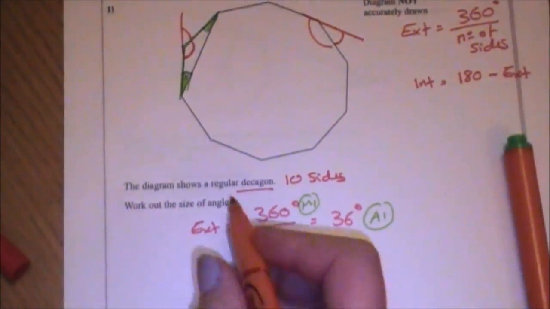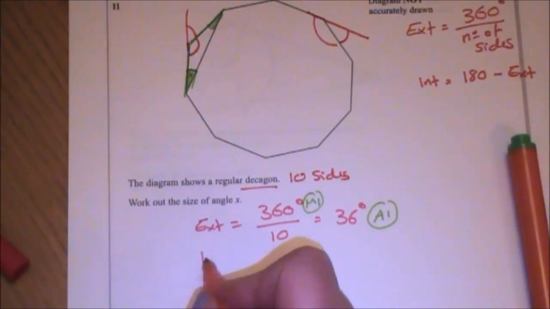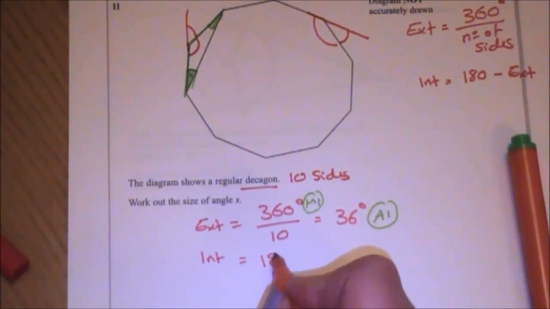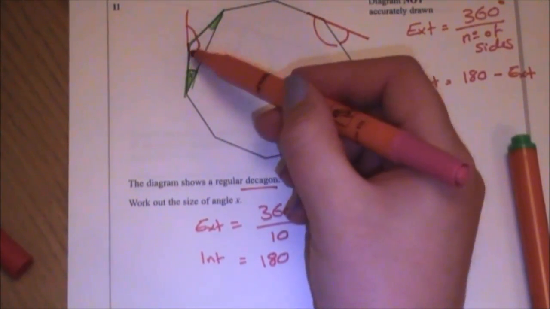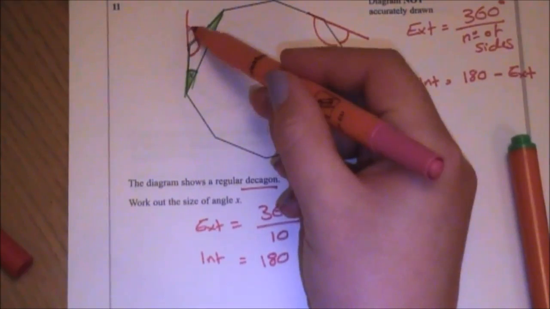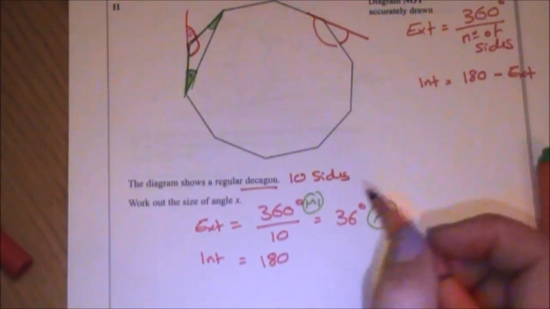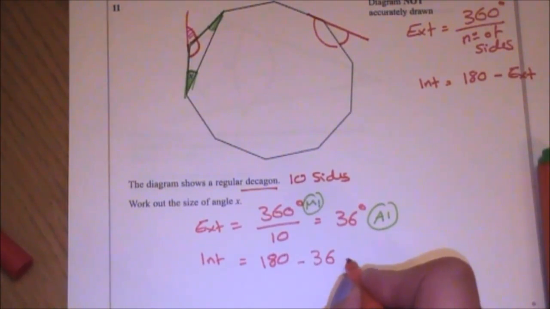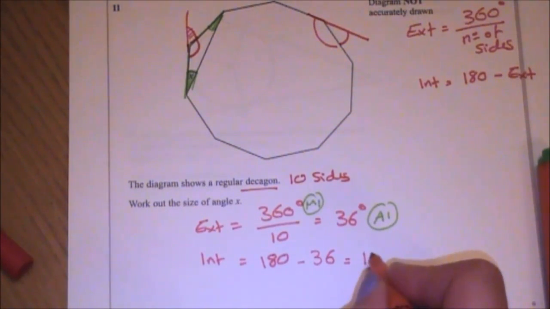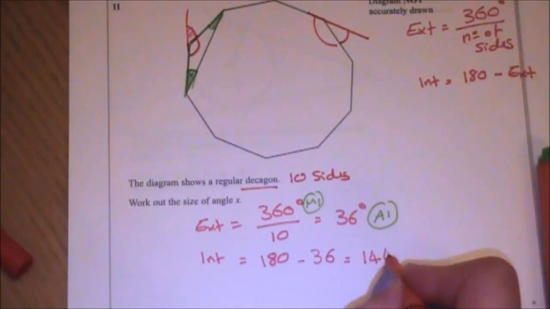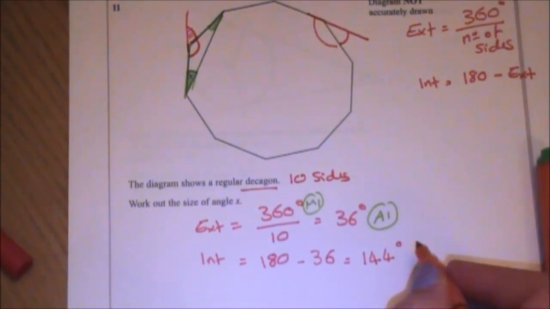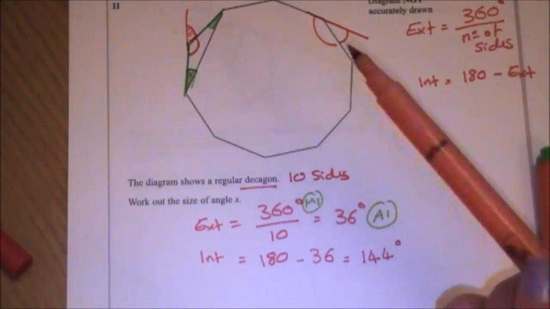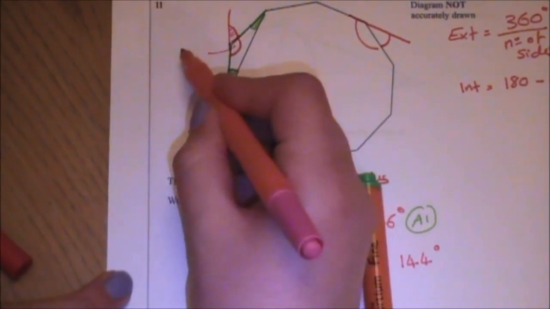Now, I've got the exterior angle, I can very easily find the interior angle. And the interior angle is going to be that 180 degree straight line, take away the exterior angle I just found. So 180 take away 36 equals 144 degrees. So 144 degrees is my interior angle.